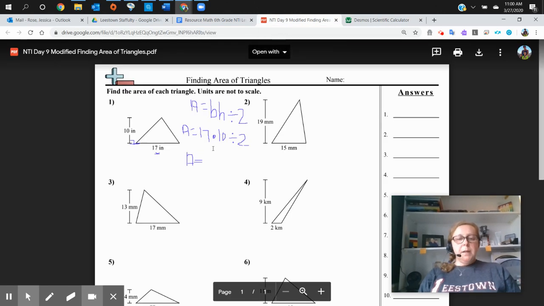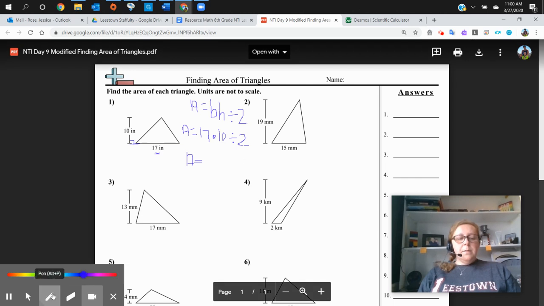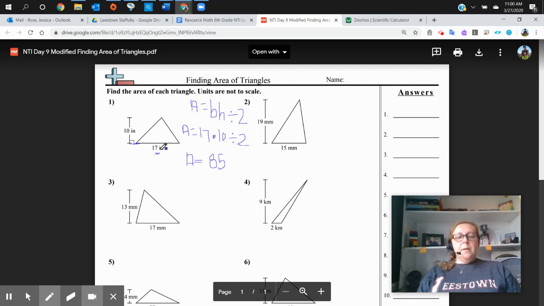I'm going to go back to my worksheet. I'm going to put my answer in, 85. And remember that you need to put your units. When I go back to my figure, it says IN, which is the abbreviation for inches. So I'm going to put IN squared. And that's the answer I write here, 85 inches.